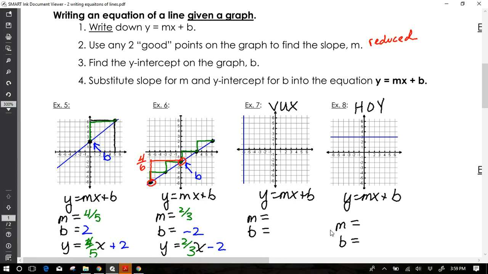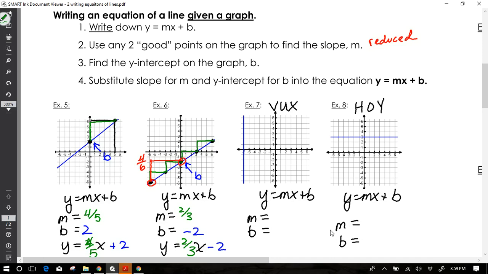All right, let's look at examples 7 and 8. Examples 7 and 8 don't exactly follow the rules as examples 5 and 6. I did go ahead and remind us of our HOY and our VUX up at the top. And how did I know that number 7 was VUX? The reason that I knew that is because this is a vertical line, and we learned that on the other side of our paper, okay?